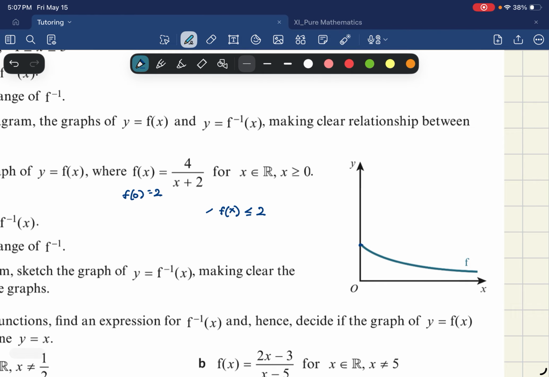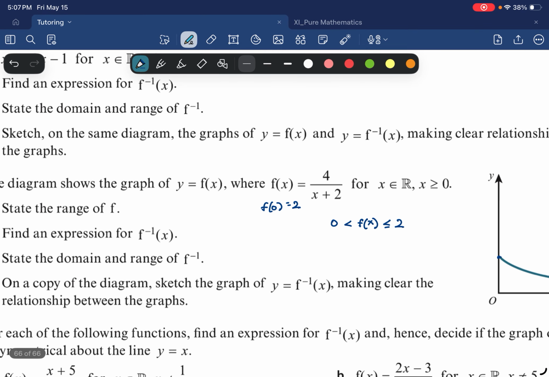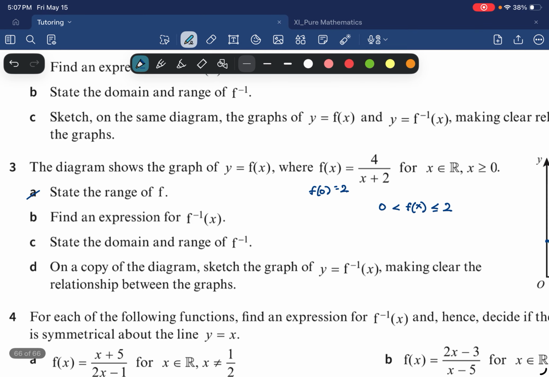And it's going to be bigger than 0, right? So if you pick a very, very big x, then it's going to get closer and closer to 0, but it's never exactly going to be 0. So that is going to be the range of your function. Now find an expression for f inverse of x.